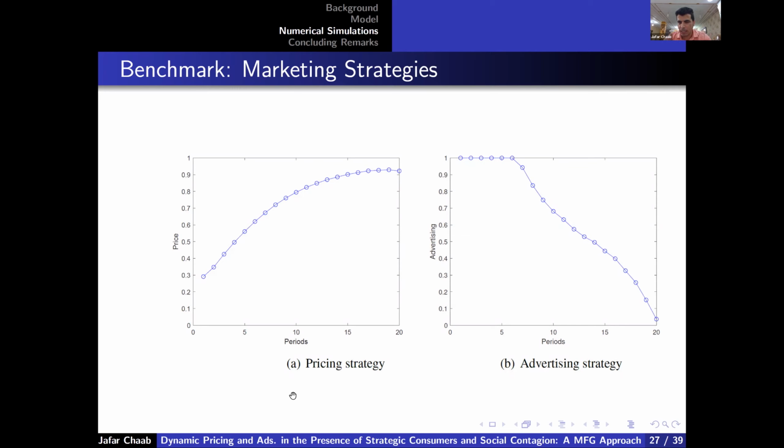Here we have the advertising strategy, which we can see is decreasing monotonically over time. The rationale is that the firm is going to heavily invest in advertising in order to encourage individualists toward adoption, who themselves are also going to encourage conformist adoption in the market. This is a well-reported result in the literature for advertising.